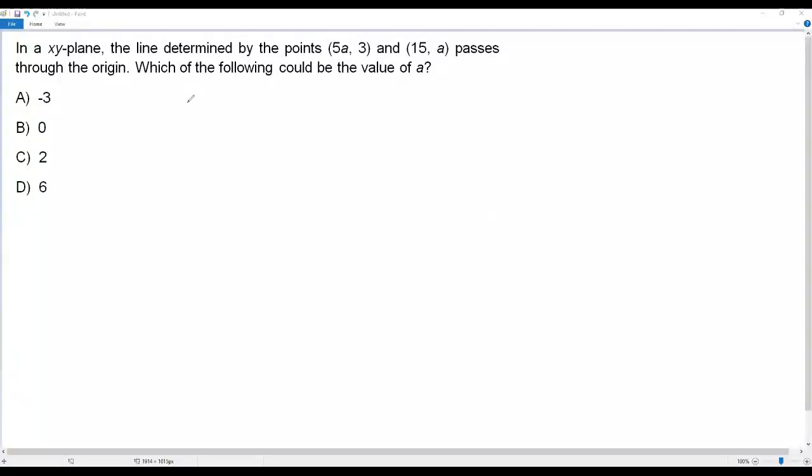Here we have a SAT math question. Okay, let's go to the information. In an XY plane, the line determined by the points (5a, 3) and (15, a) passes through the origin. Which of the following could be the value of a?